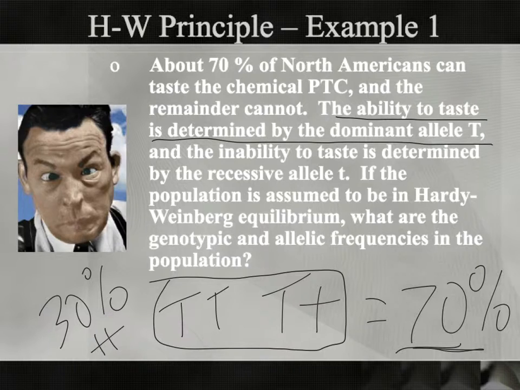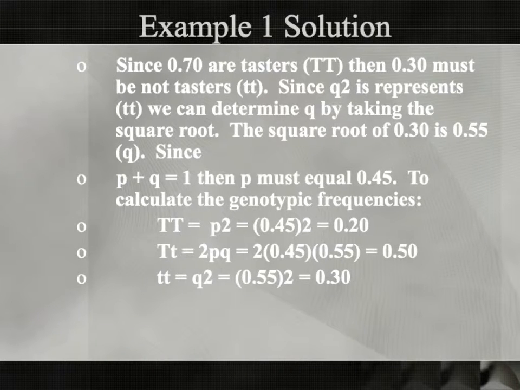So just to show you how we work, if we look right here, since 70% of tasters, this says TT, and again, that's a little error, that should be little t, because they could be heterozygous or they could be homozygous dominant, so either or. So since 70 or 0.7 are tasters, then 0.3 must not be tasters. Again, here's our homozygous recessive individuals.